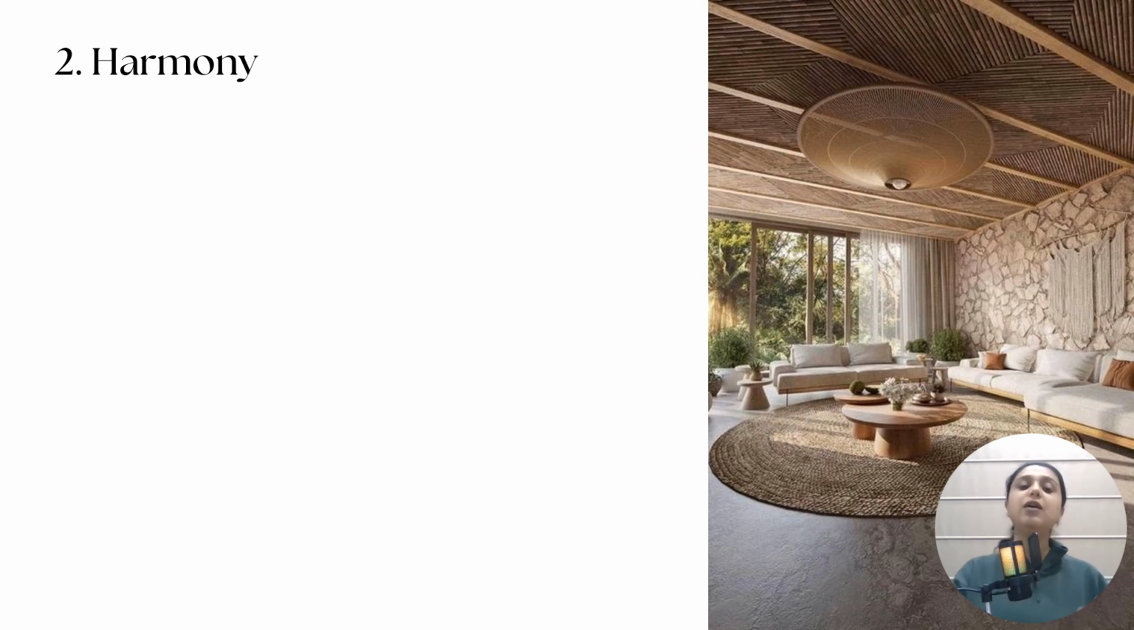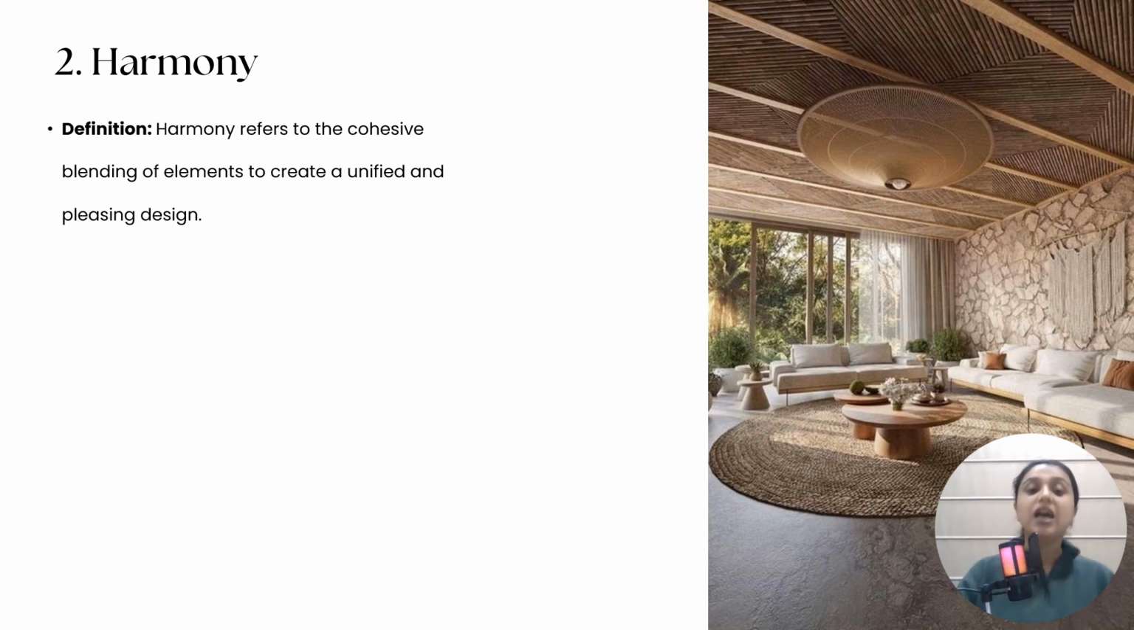The second design principle is harmony. Harmony means achieving a cohesive blending of materials to create a unified and pleasing design. Here I'm not talking about the shapes, I am talking more in terms of material. For example, if you're trying to create a harmonious space, you would want to go for a color palette which is similar, like all the colors should match each other. If we have a set of browns, that would be a harmonious color palette. If we have a set of blues, that would be a harmonious color palette.